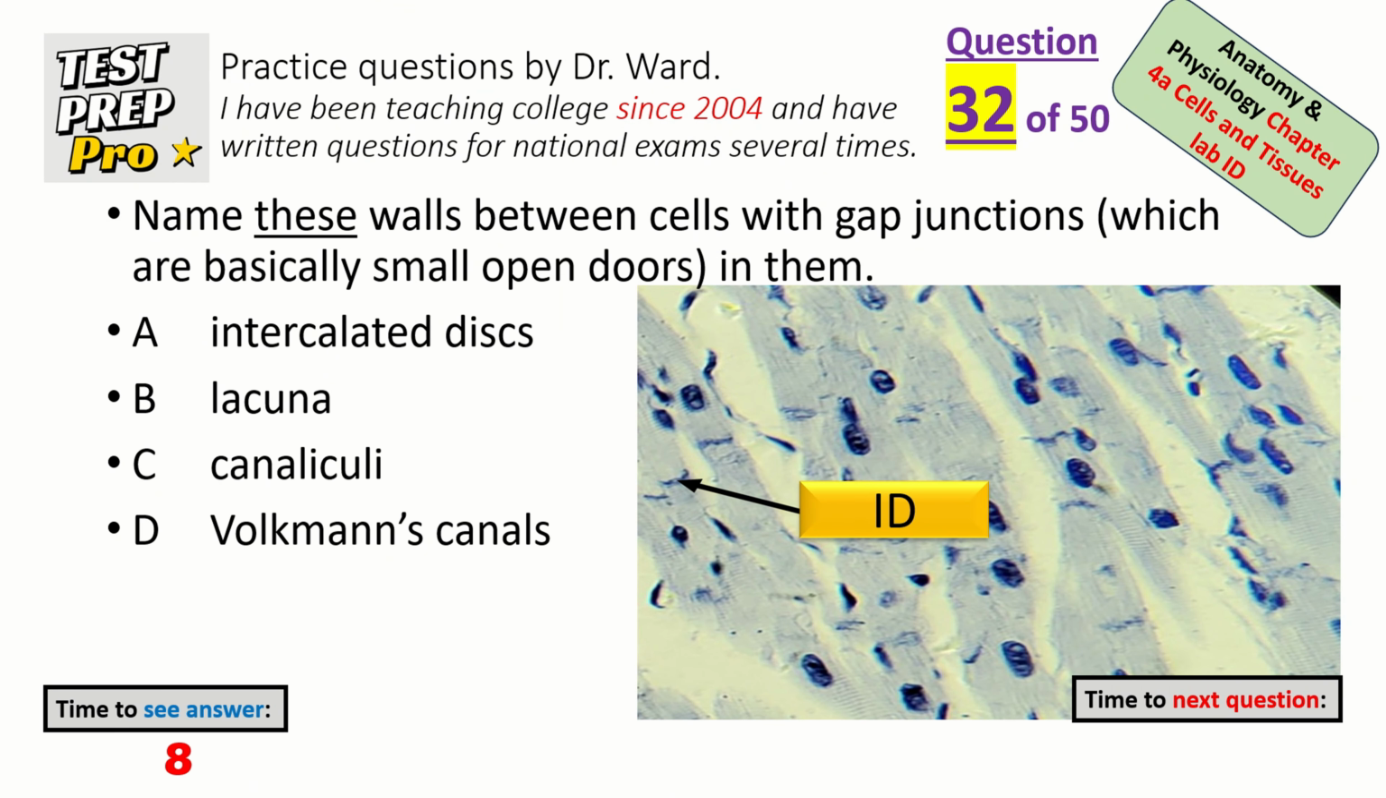Name these walls between cells with gap junctions, which are basically small open doors in them. This is the cardiac slide. Intercalated discs is the answer.